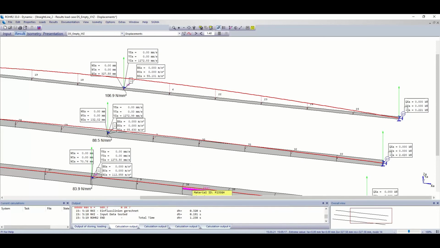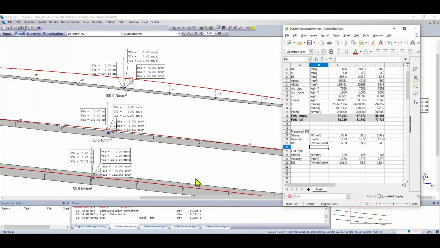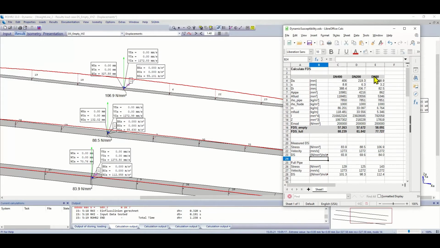I've prepared a small Excel sheet to calculate the dynamic susceptibility here for the three DNs I have in the system. First of all, I calculated the theoretical FDS, and this one is as calculated also in the norm, around 58, 57 here. And of course this changes for a full pipe, so if I consider medium density here, it would increase a bit.